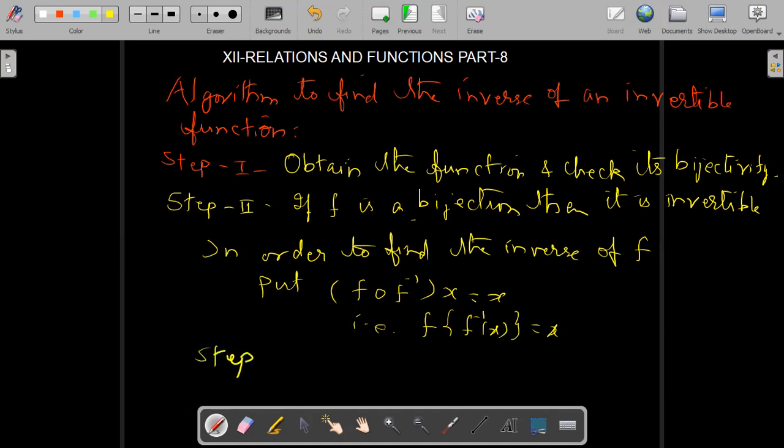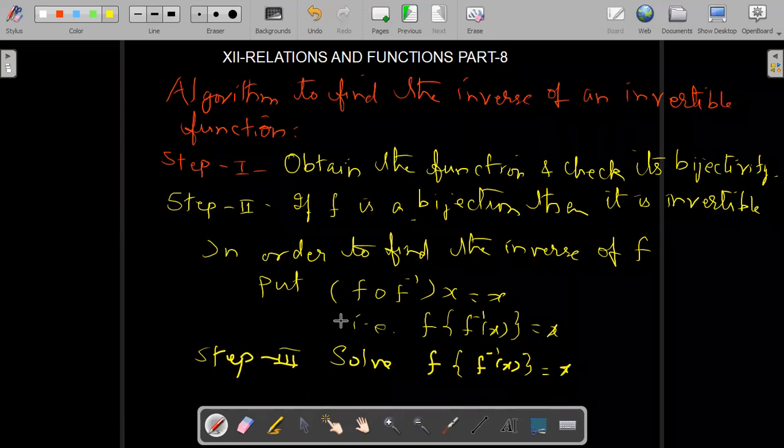Step three: solve the equation f of f inverse x equal to x to get f inverse x. That means we write f of f inverse x is equal to x and find the f inverse of this function. Now we take one question.